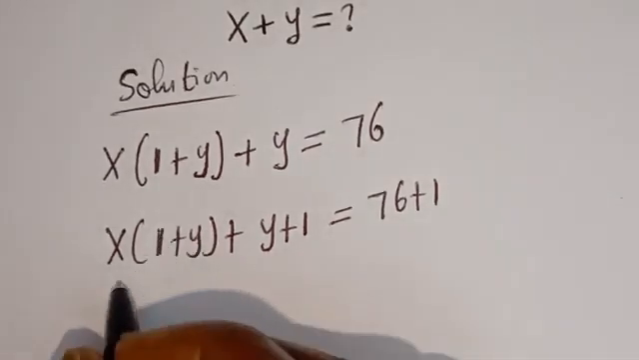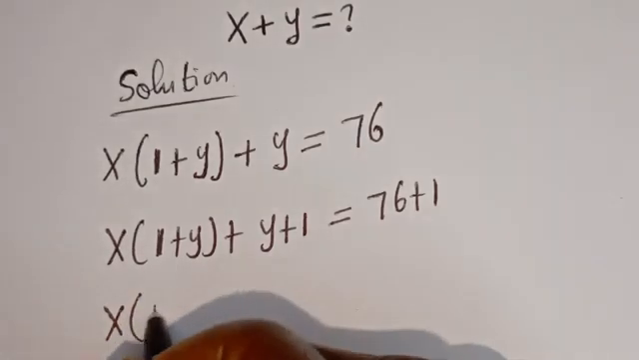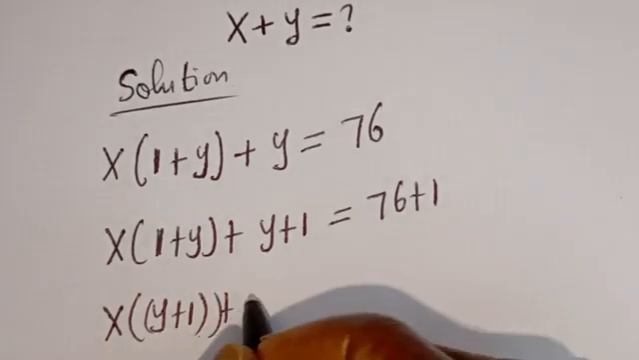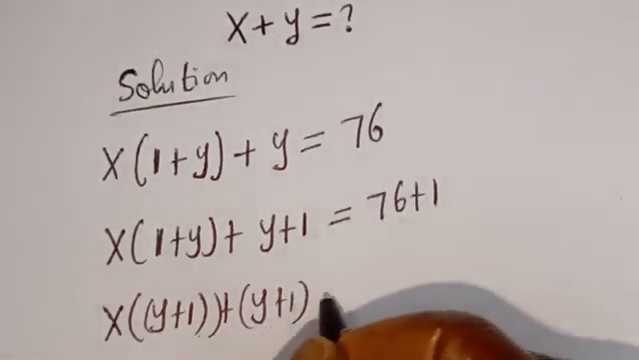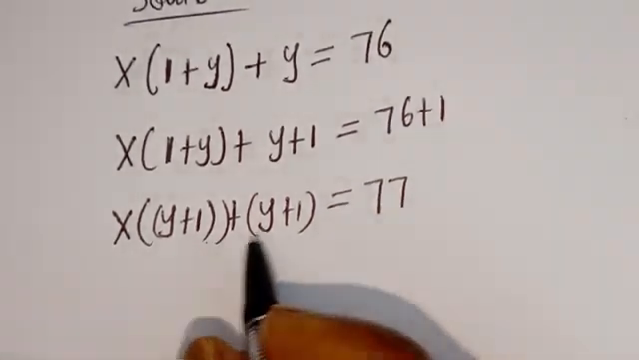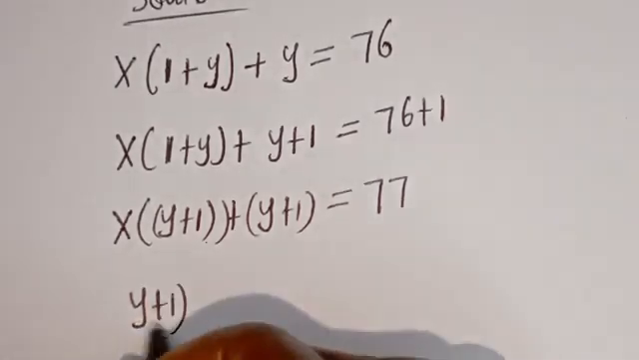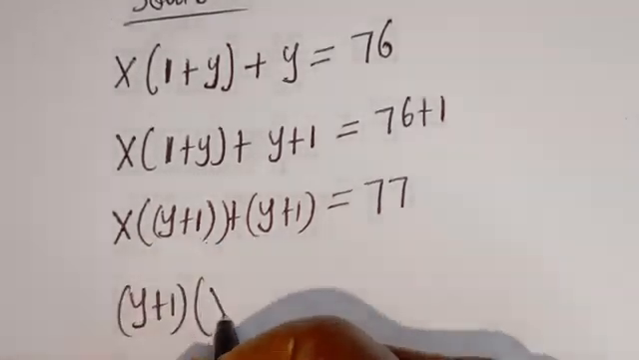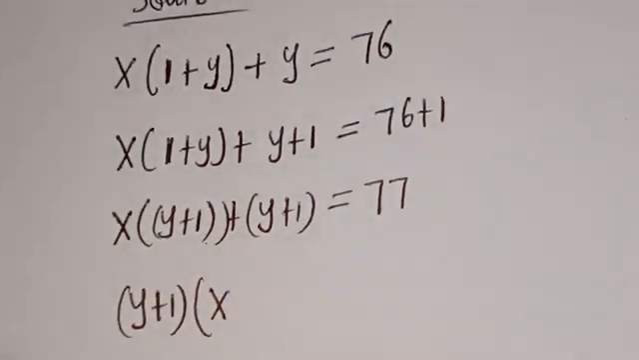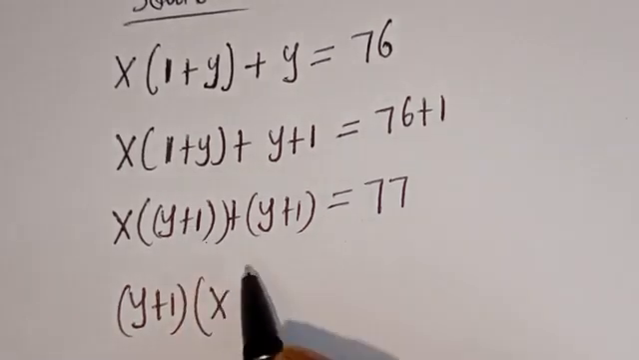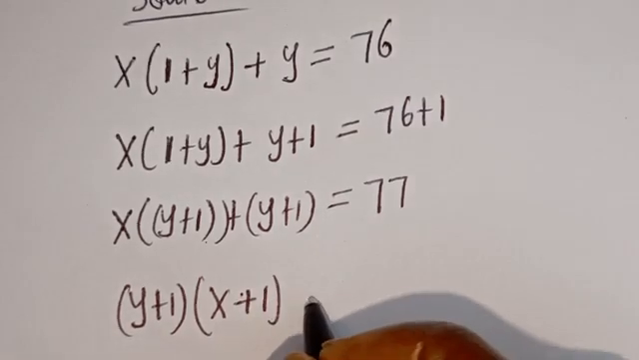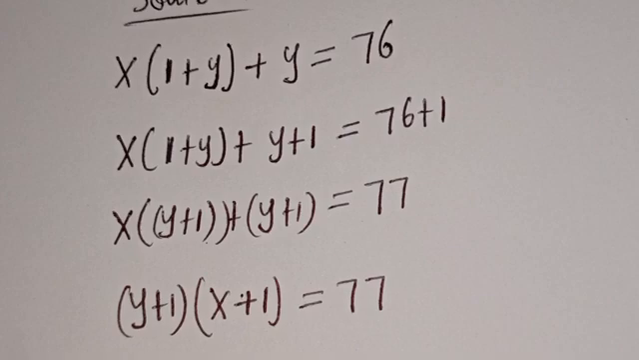Now here we have x bracket. This can also be written as y plus 1 plus y plus 1 is equal to 76 plus 1, that is 77. Now here y plus 1 is common. We have y plus 1 bracket. If you divide this by this, we have x, and if you divide this by this, we have plus 1 is equal to 77.